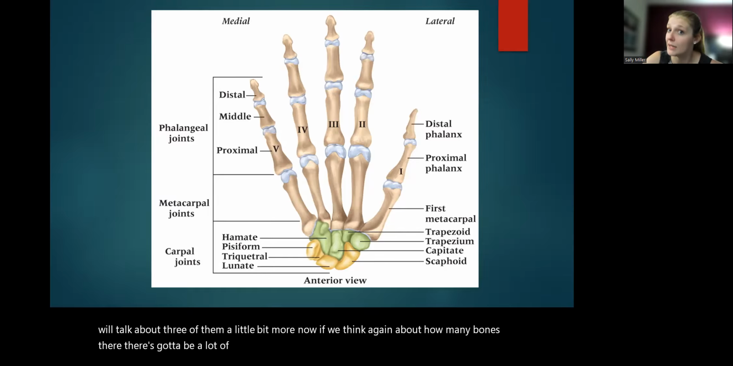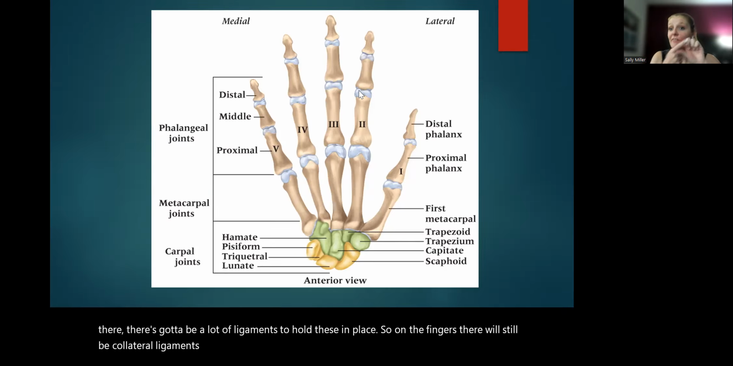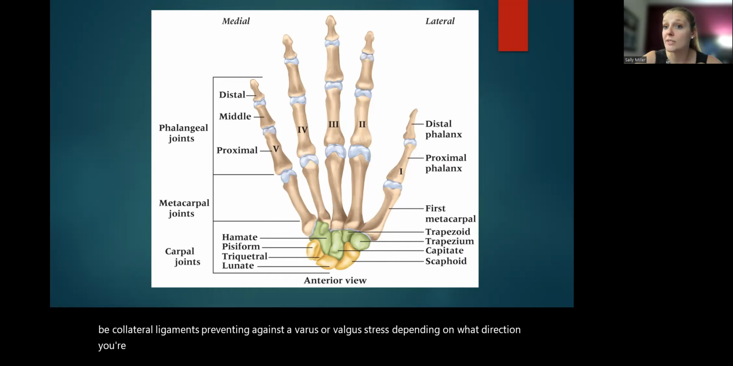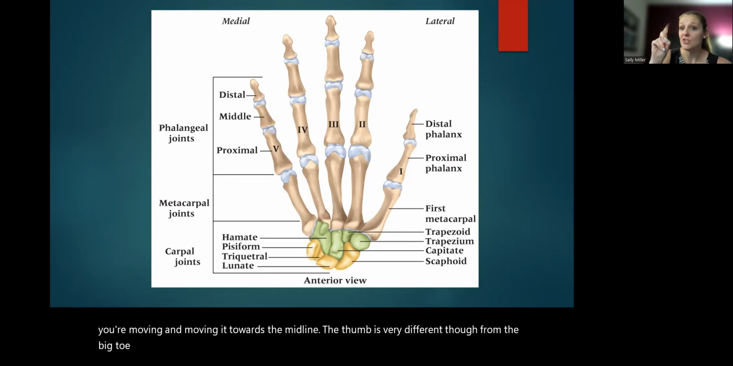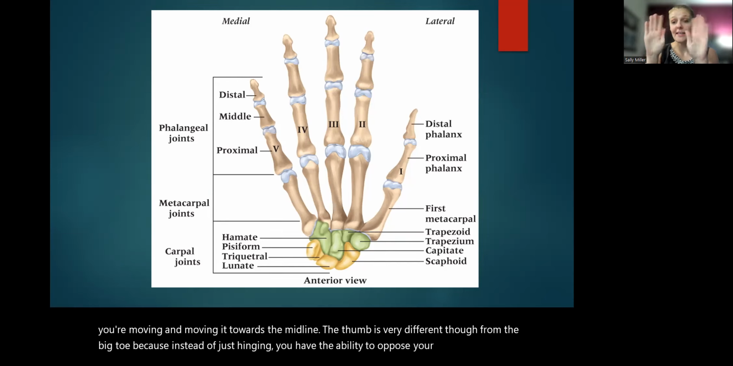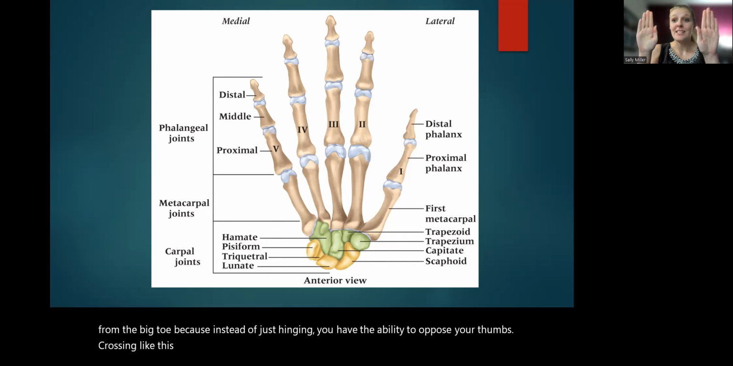Now, if we think again about how many bones there are, there's got to be a lot of ligaments to hold these in place. So on the fingers, there will still be collateral ligaments preventing against a varus or valgus stress, depending on what direction you're moving and moving it towards the midline. The thumb is very different, though, from the big toe, because instead of just hinging, you have the ability to oppose your thumbs, crossing like this.